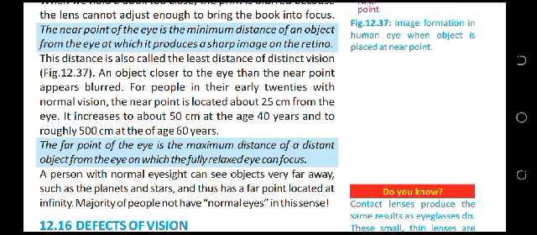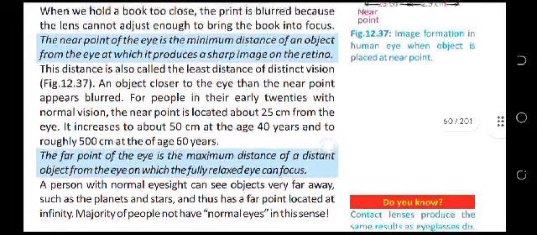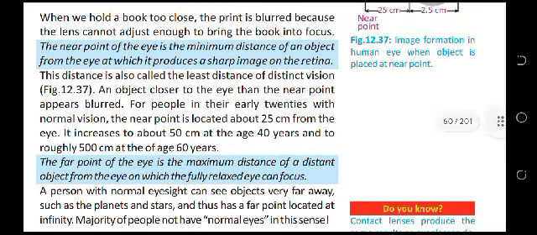It increases to about 50 centimeters at the age of 40 years, and to roughly 500 centimeters at the age of 60 years. Fig 12.37. Image formation in human eye.